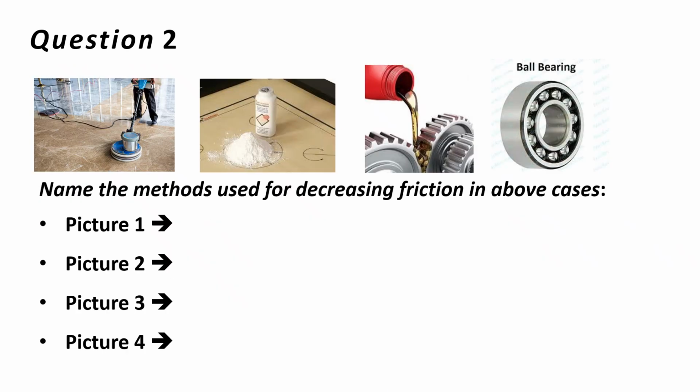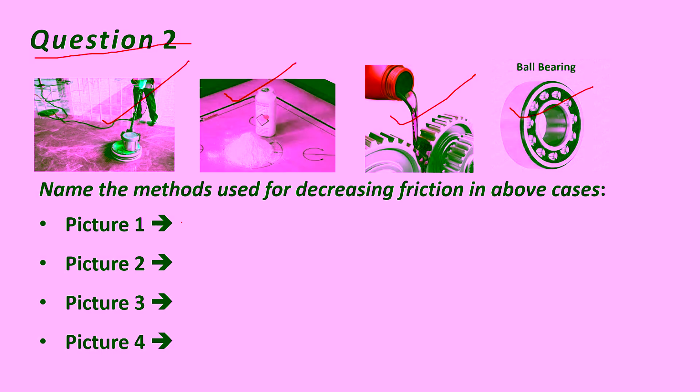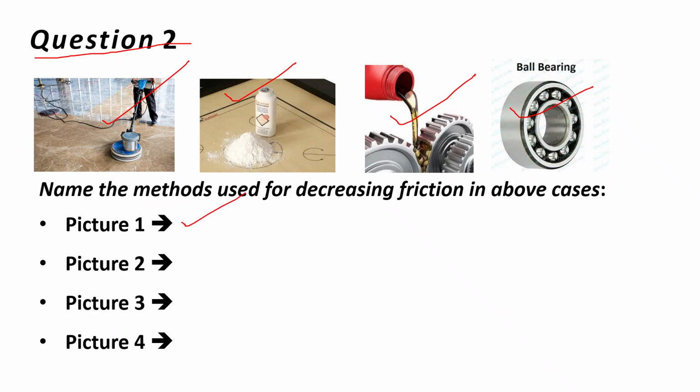Now this is question number 2. Always put question number 2. Name the methods used for decreasing friction in above cases. This is picture 1, picture 2, picture 3, picture 4. So the methods used for decreasing friction in picture 1, write in short. The method used for decreasing friction in picture 2, the method used for decreasing friction in picture 3, and the method used for decreasing friction in picture 4. Write the methods used for decreasing friction in each of the pictures.